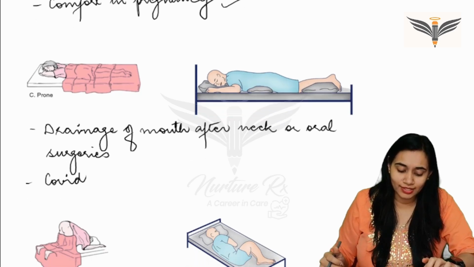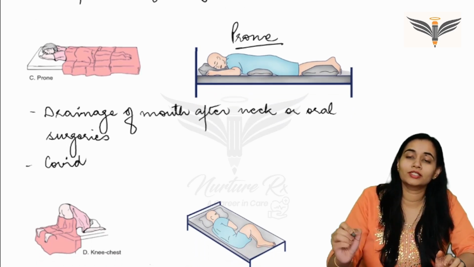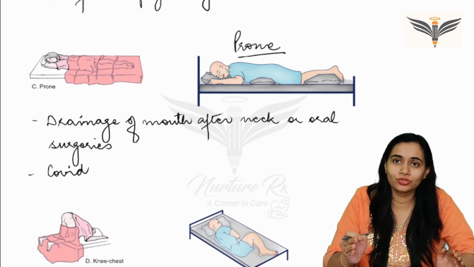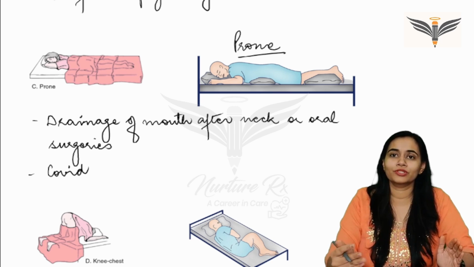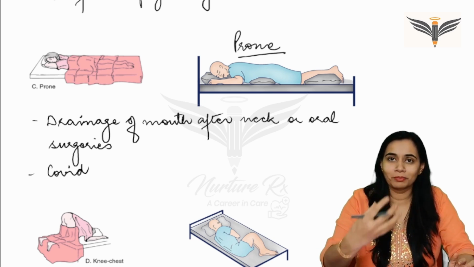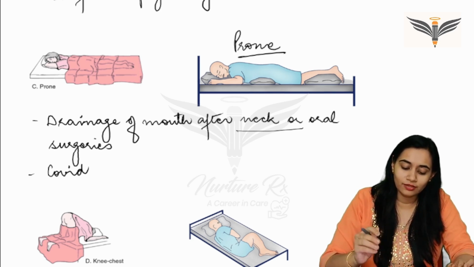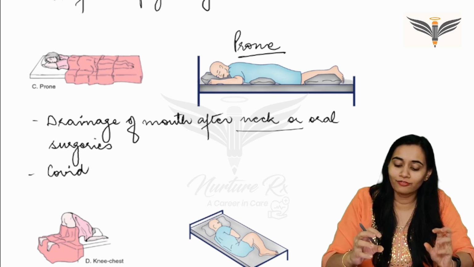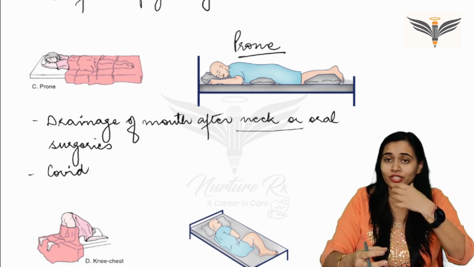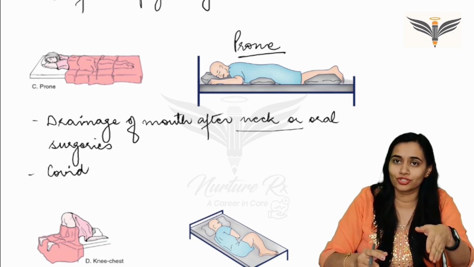Coming on to the next position, this is the prone position. This is opposite of your supine position. So where is prone position used? So how is the patient lying in a prone position? He is lying on his stomach. Okay. So now the mouth is facing downwards. So where will it be used? It will be used for drainage of mouth after neck or oral surgeries. You've had a surgery here in the oral area. So when you need a drainage of mouth, you use this position.